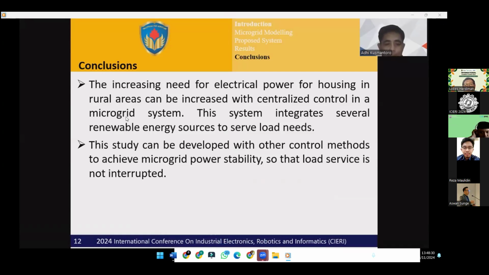And number 2, the study can be developed with other control methods to achieve microgrid power stability, so that load service is not interrupted.